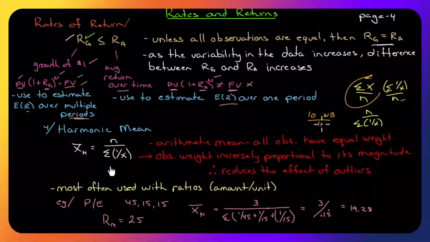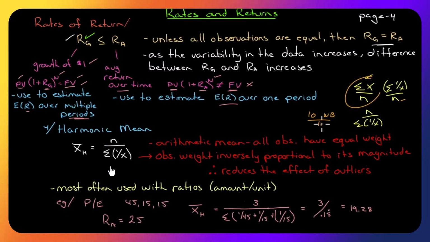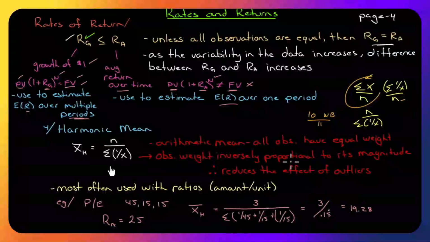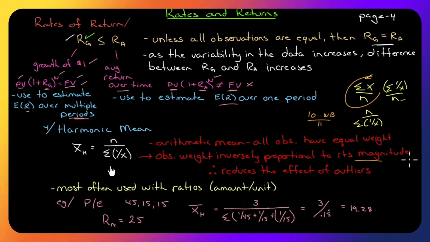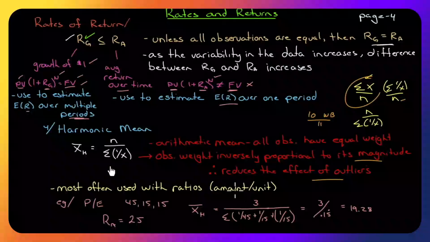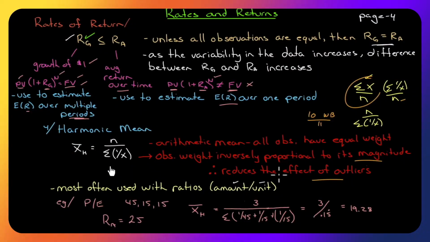Well, what if you want to get rid of the outliers? You want to underweight that observation. Well, that is what the harmonic mean does. An observation's weight is inversely proportional to its magnitude. Therefore, it reduces the effect of outliers. It's most commonly used with ratios, ratios meaning the amount of something per unit.